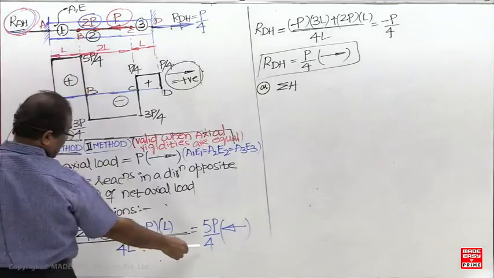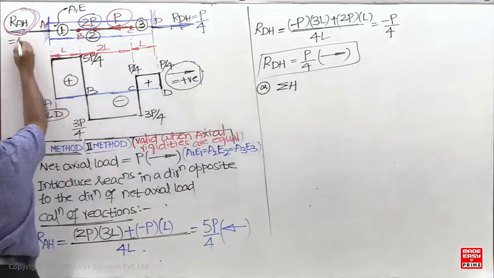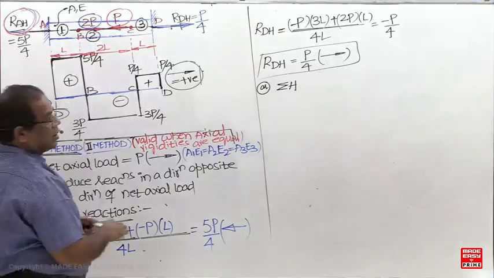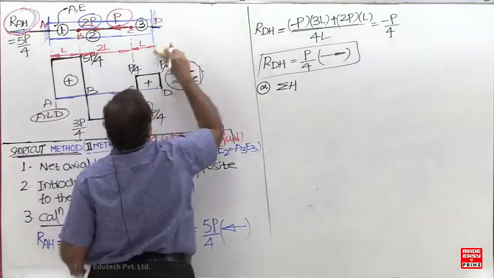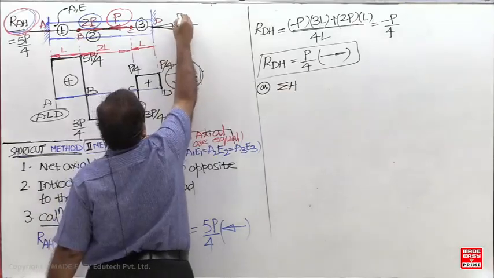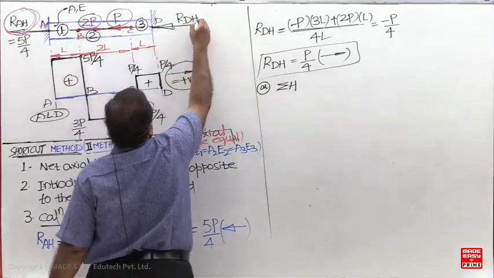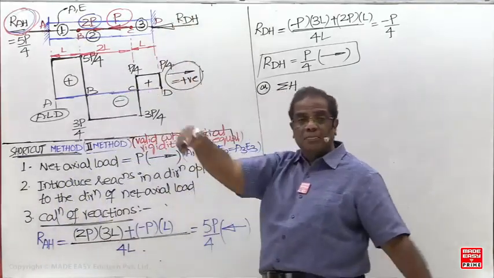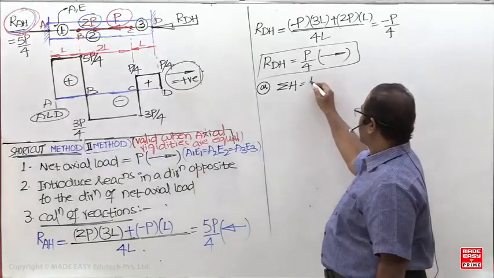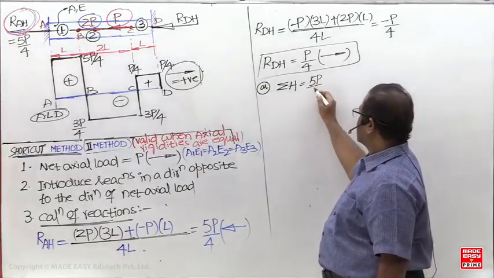What is this RAH? You are getting a positive 5P by 4. So initially you kept the RD towards which side? RD, you kept it towards the left side. Now you can use sigma H is equal to 0. Towards the left side, I am taking as positive.